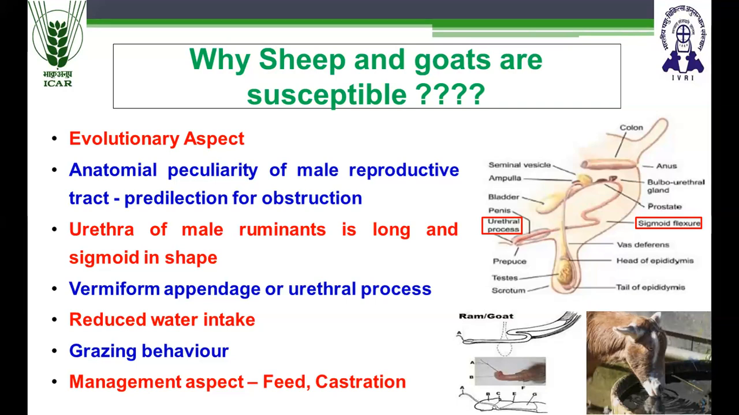So this is why this particular species of animals is more susceptible to urolithiasis. See, here we can see the S-shaped sigmoid flexure in sheep and goat. And here you can see the 2 to 3 centimeter extension of the urethra, seen as the urethral process in sheep and goat. So these two sites, the distal sigmoid flexure as well as the tip of the urethral process, are the most common sites of obstruction. They have been designed, or created by God, in such a way. So they are genetic, meaning evolutionarily they are predisposed to this particular condition.